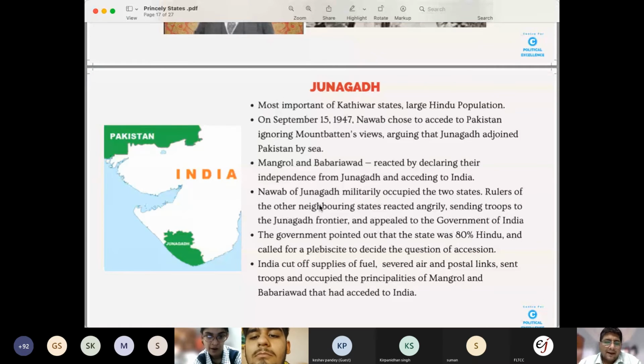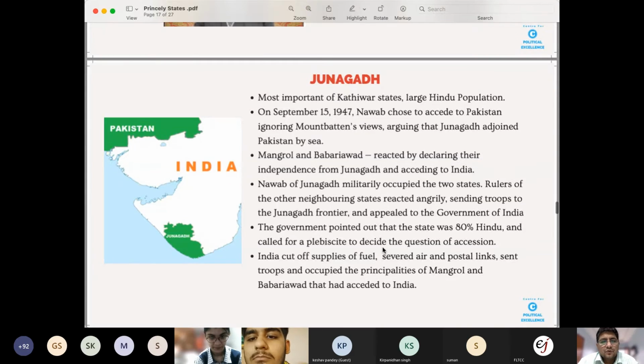So then what happened? India sent its military force to control the princely states which were surrounding the Junagadh. And India had cut off all their supplies of fuel, post, etc. And India occupied the small princely states of Mangrol and Babriawad, which had acceded to India. And Indian troops had surrounded Junagadh from all four sides, and they had severed their air links, their postal links, no food supply, nothing. So India had cut all the supplies of Junagadh.